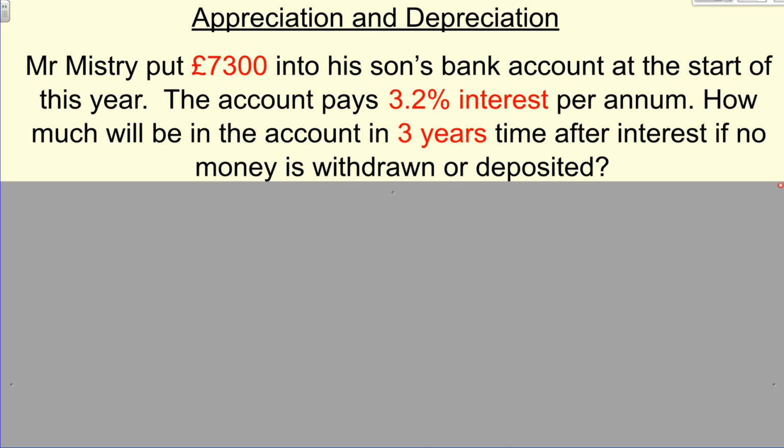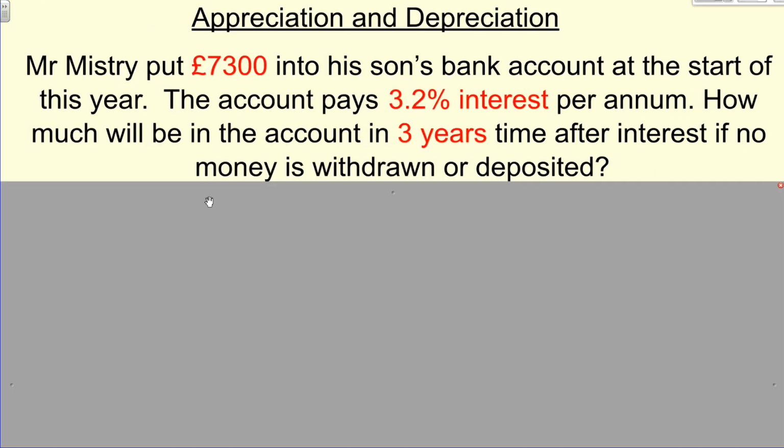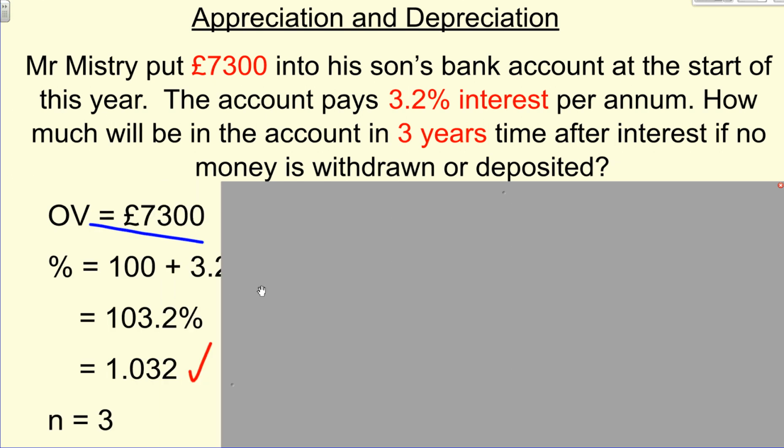So going back to that formula, we need to know the percentage, the number of times we're increasing or decreasing, and what we started with originally. So that's what I'm going to start by doing. I'm just going to list that information down. Here I've got that the original amount is £7,300. I know that we're starting on 100% and it's going up because it's interest by 3.2%, leaving us with 103.2%.